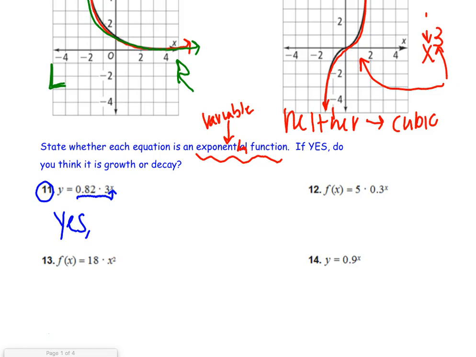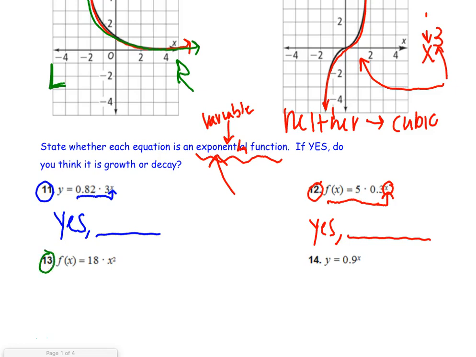And we think it's growth or decay. I'll let you just leave that blank. You decide, is it growth or is it decay? I don't know. Maybe it's neither. Who knows? Okay, number 12. Here we go. f of x equals 5 times 0.3 to the power of x. So again, our variable is in the exponent. So yes, exponential function. You decide if it's growth or decay. Would your line swoosh up or would it swoosh down?